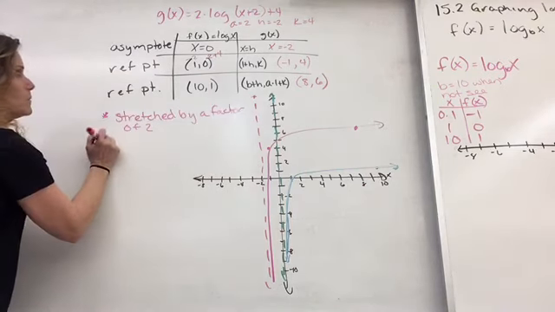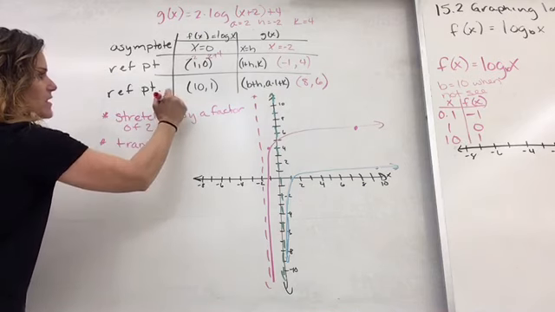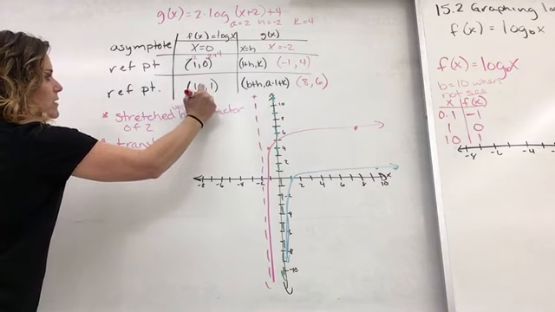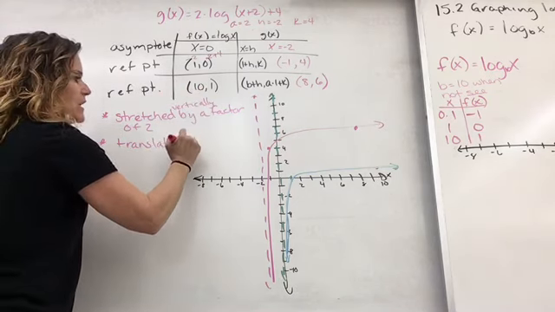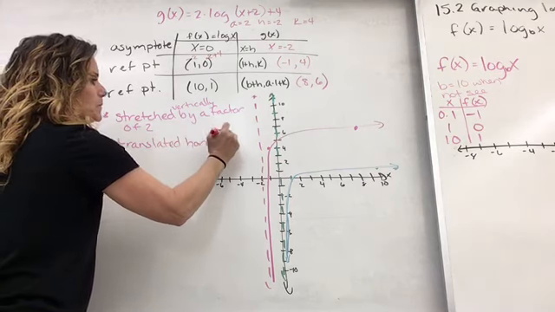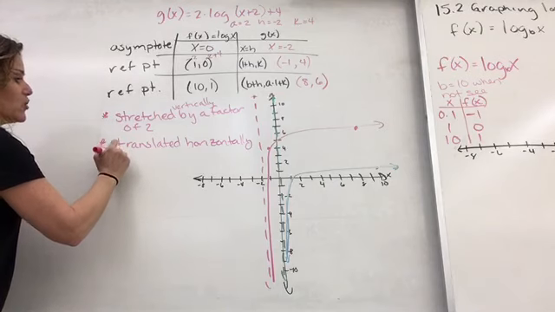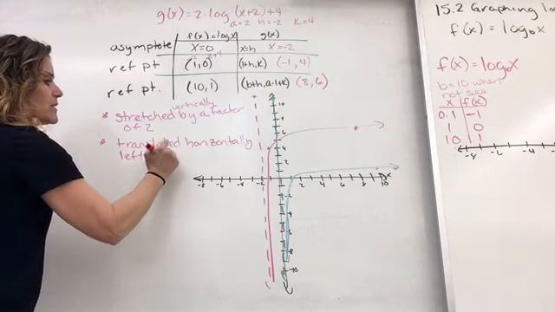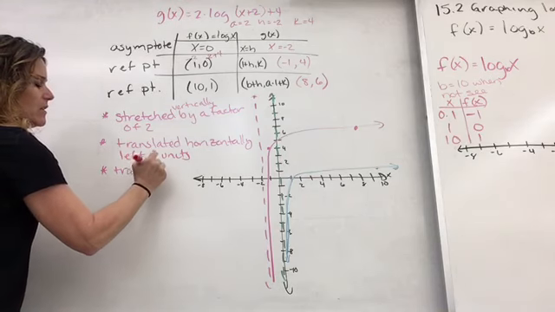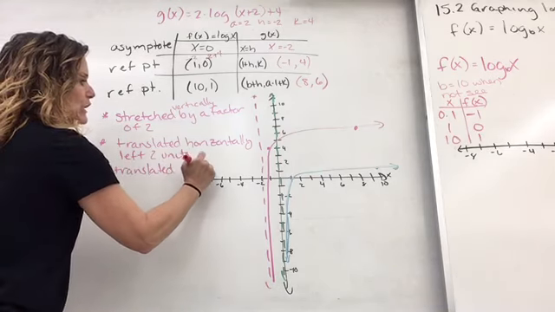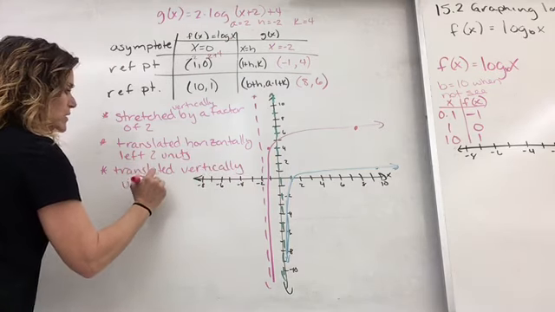We are translated, and this is stretched vertically. Translated horizontally, let's see, it went actually left 2 units. And translated vertically up 4 units.